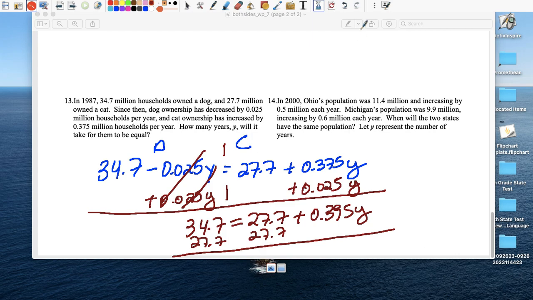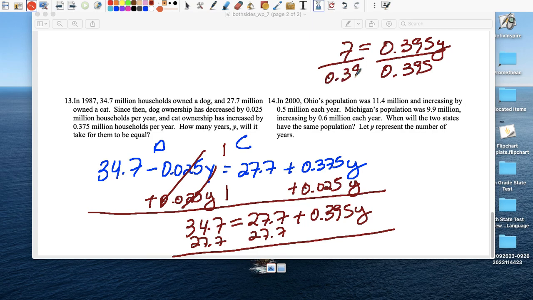34.7 minus 27.7 equals 7. So here we've got 7 million equals 0.395y. And then we're going to divide both sides by 0.395, and y equals 7 divided by 0.395, you get 17.72. Okay, oh no, I made that wrong. So that's wrong.